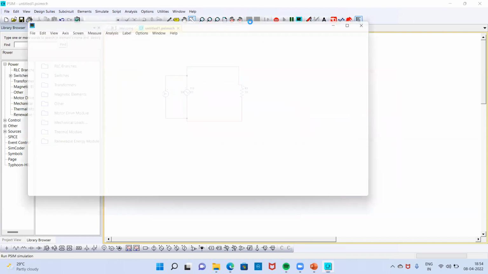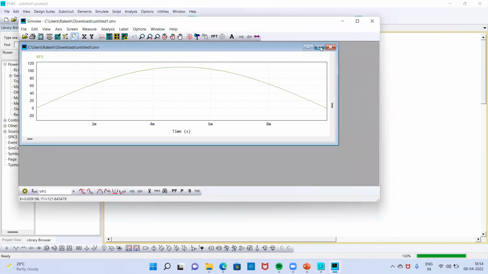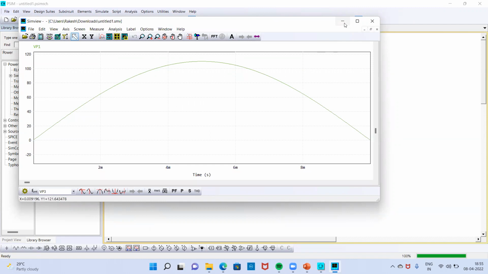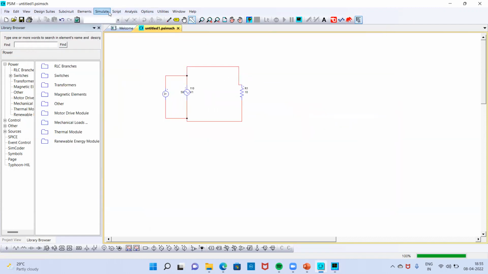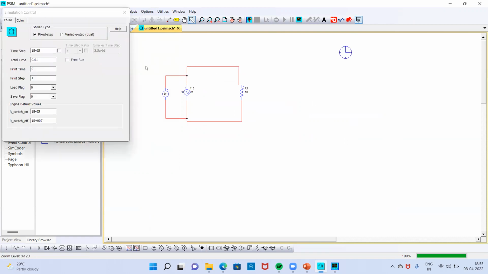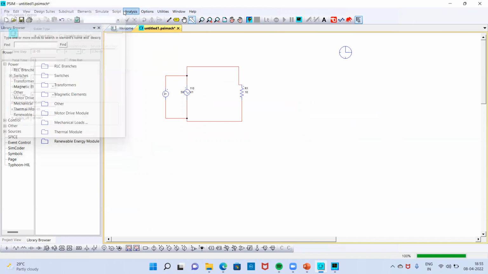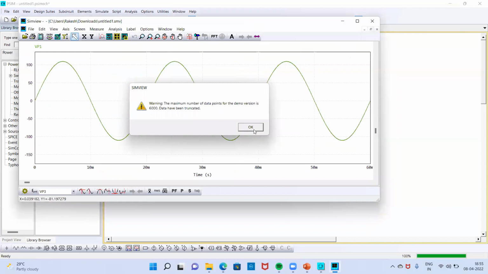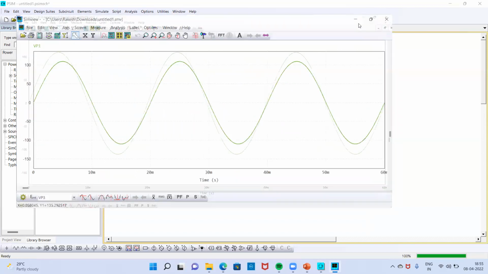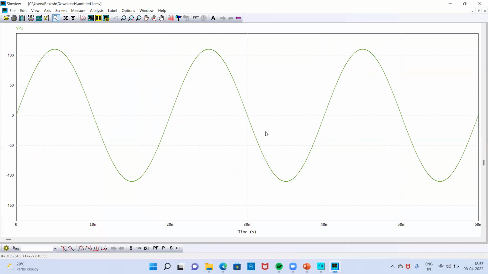I am going to run this simulation, and you are seeing a waveform. This is showing only half portion. The time of simulation can be increased using this sim control. I will make it up to 0.1 seconds. Now I will run the same thing and I am going to get this sinusoidal waveform. So you people got this one.